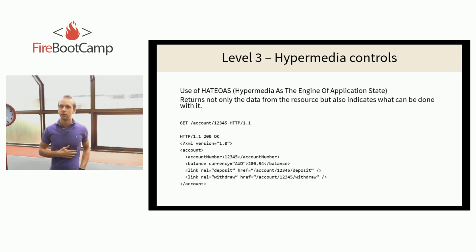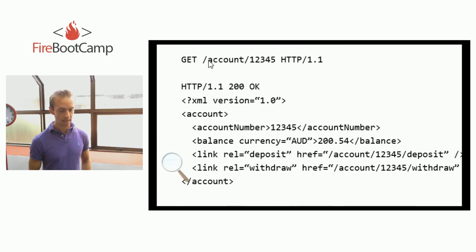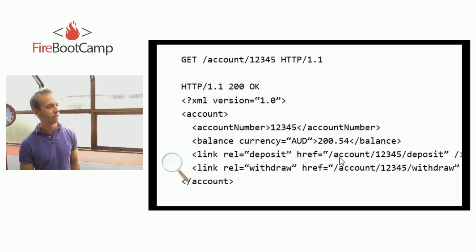Level 3 in an API, we start to get into what we call hypermedia. This is where the API starts to define the API itself. Sounds a bit crazy. Here, I might execute a GET request, get account 12345. In this case, we've got some XML back. 200 OK, here's the account. The account number is 12345. The balance in Australian dollars is $200.54.